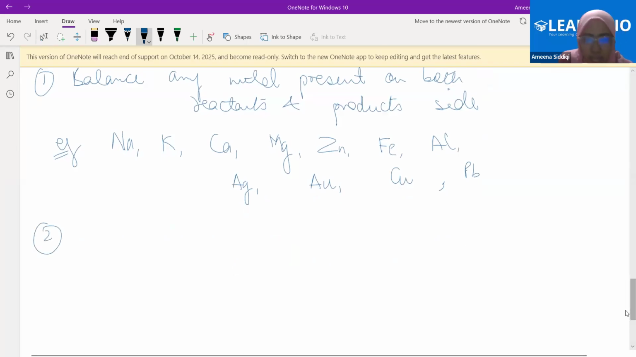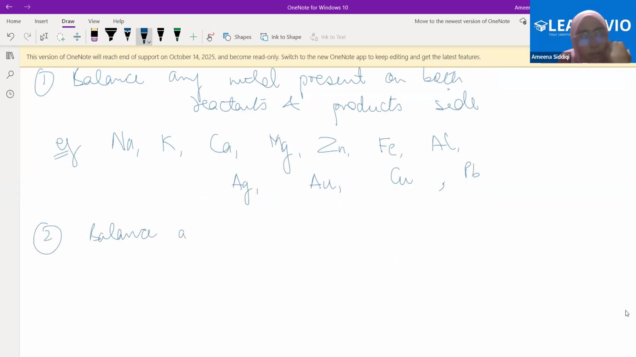The second point is after the metals have been balanced. Let's say we had 2 metals in the equation. You can balance any of them first, and then after that you balance the second metal. That's it. Then move on to the next step. The next step is to balance any non-metal present in the equation. Clear?